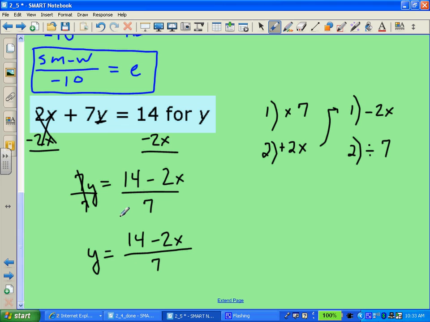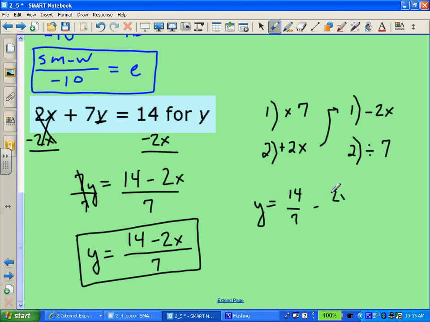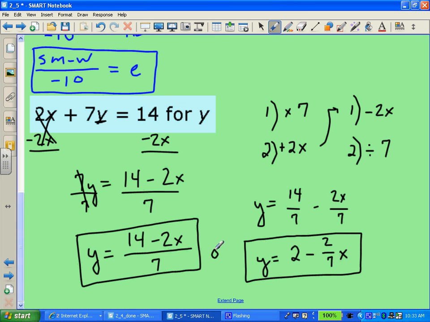Now one other thing I want to mention here is when I divide by 7, I could break it up. Okay, so like this answer is acceptable. I could have thought of it like this: 14 over 7 minus 2x over 7. And if I thought of it like that, 14 over 7 is 2. So then I have this. Both of those are acceptable answers. I will tell you though that this second one right here is the more common one that you would see.